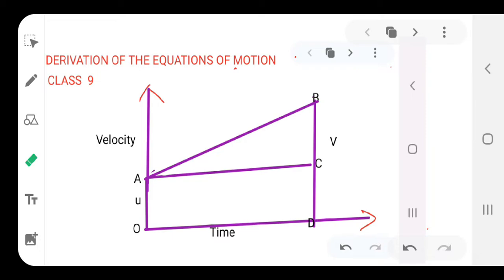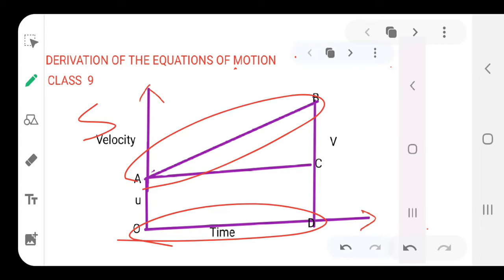So today we will have this class on derivation of the equation of motion. Before we move into this topic, you should be very clear about the various terms that you have been told in the various videos presented to you. Consider uniformly accelerated motion along a straight line, and an object covering a distance s during a time interval t.